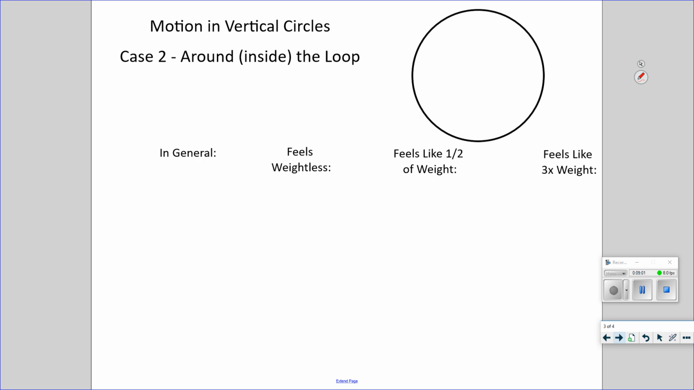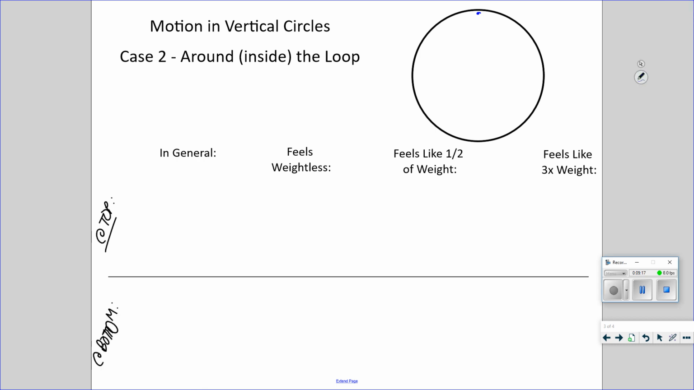Here's a different one. Inside this loop, there are two places that we'll talk about. One of them is here at the top. I'll make a little delineation between at the top and at the bottom. Here we are at the top. This object weighs what it weighs, mg. At the top, this object is in contact with the track, the loop, and so there's a normal force exerted by the track on the object, arbitrarily that big, also down.